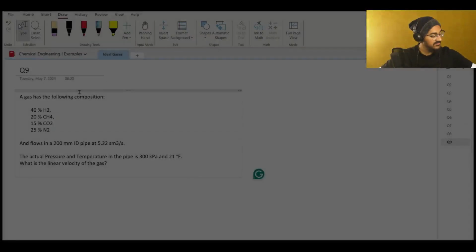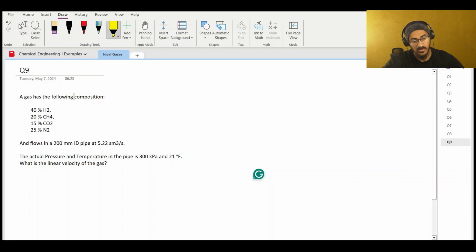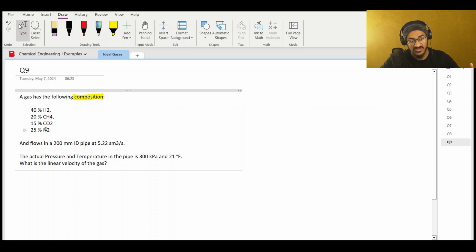All right, now let's have a look at the final question for ideal gases, and that is question 9. I typed this example out, but it's actually from a tutorial. It says a gas has the following composition: 40% hydrogen, 20% methane, 15% carbon dioxide, and 25% nitrogen. I apologize for the lack of subscripts here, but I think you understand what I'm trying to say. This gas flows in a 200 millimeter diameter pipe at 5.22 sm cubed per second.